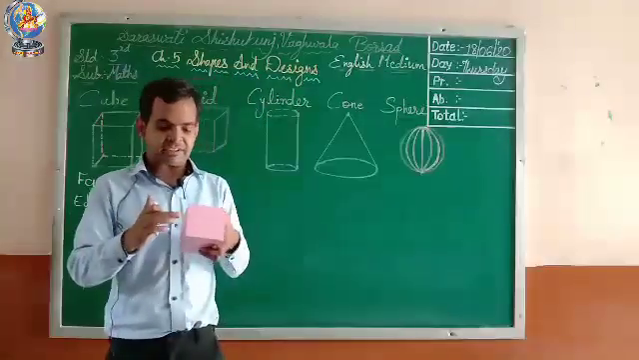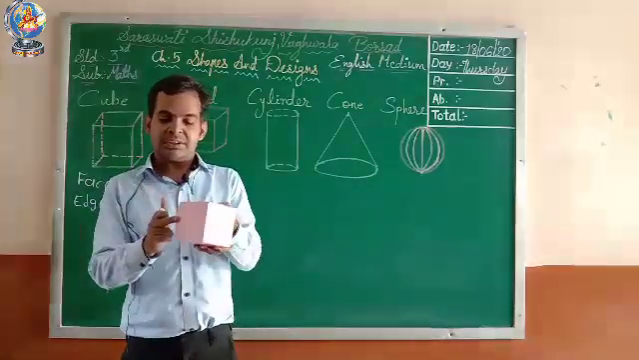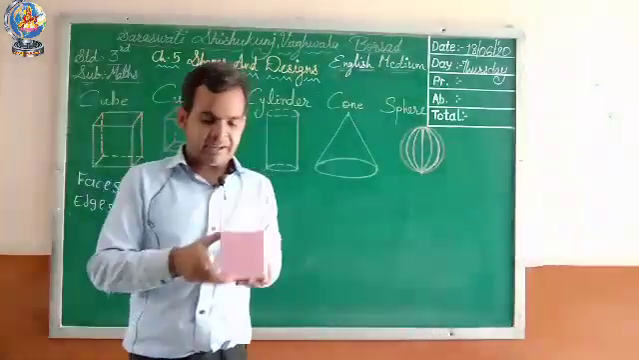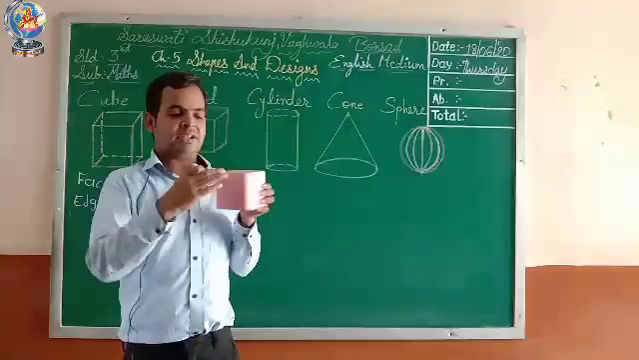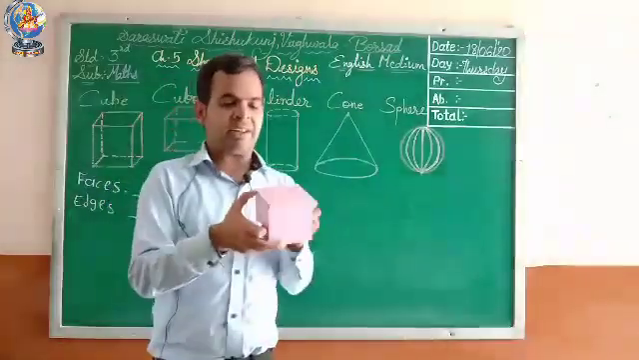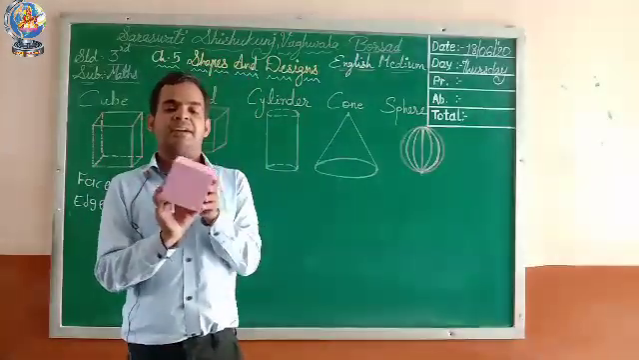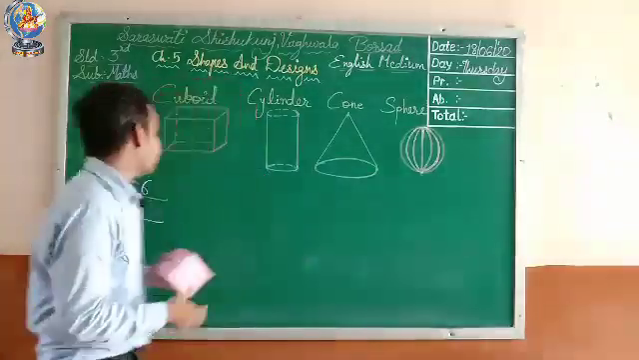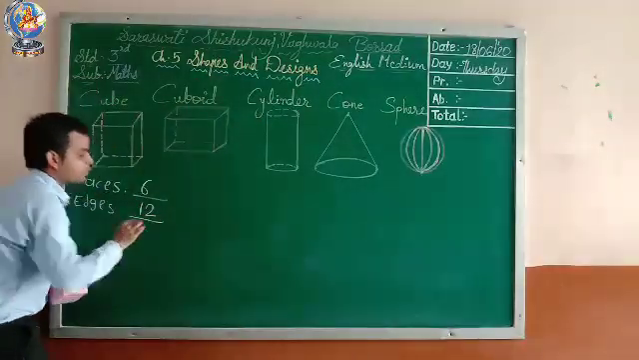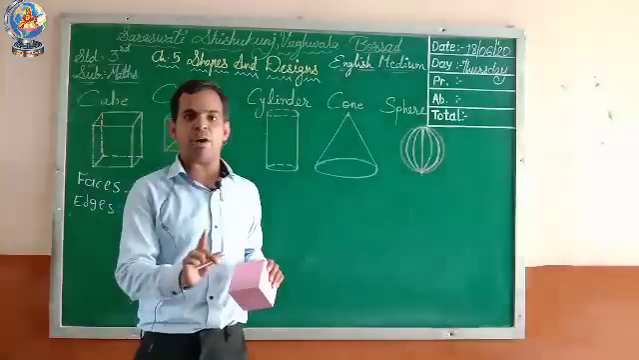So here if we count, 1 2 3 4, then 5 6 7 8. Understood? Then 9 10 11 12. So how many edges in the cube shape? 12 edges. Understood about that?